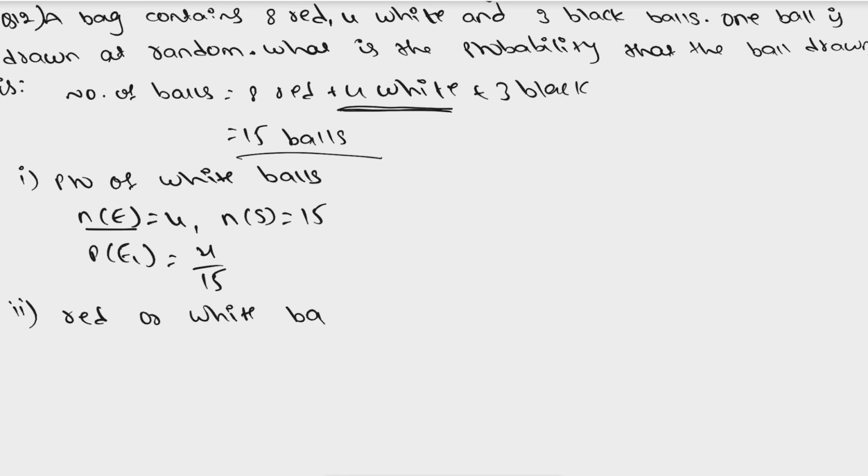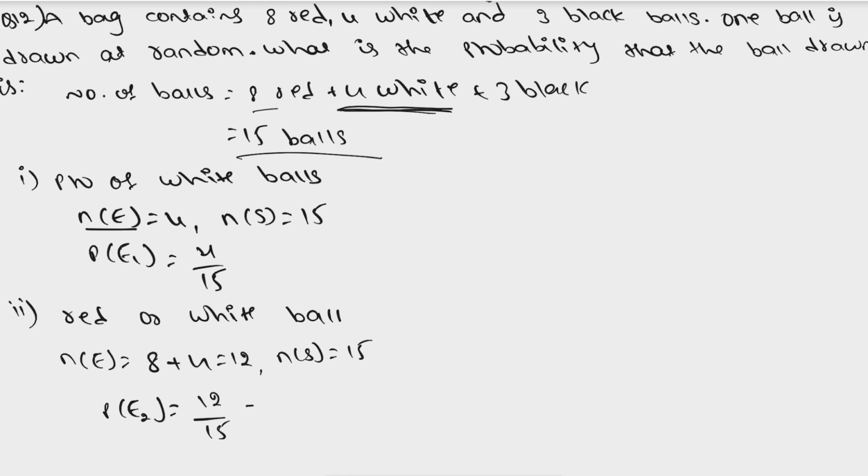Next we need to find the probability of getting a red or white ball. It may be red or white, so the favorable outcomes are 8 red plus 4 white, which is equal to 12, and our n of S is 15. The probability of the second event is 12 by 15, which can be simplified as 4 by 5.